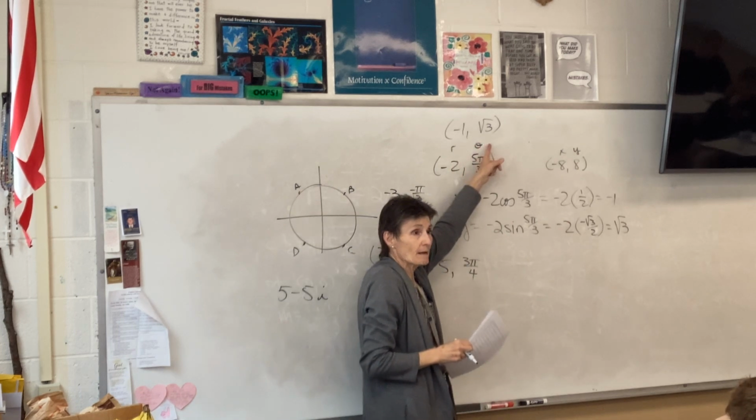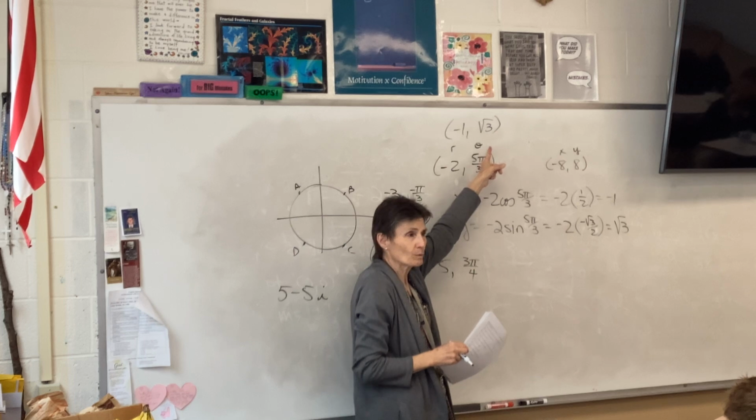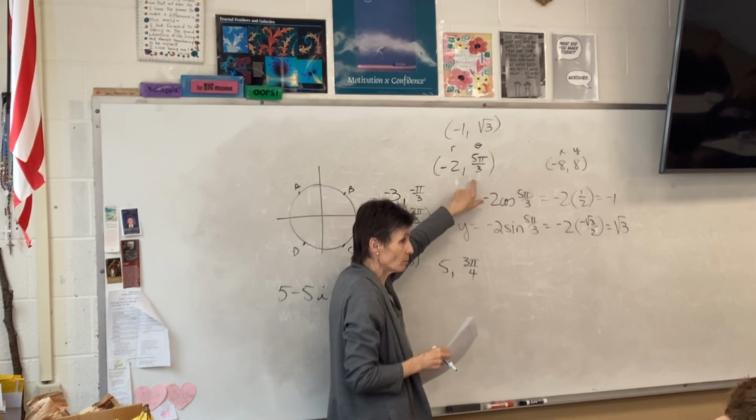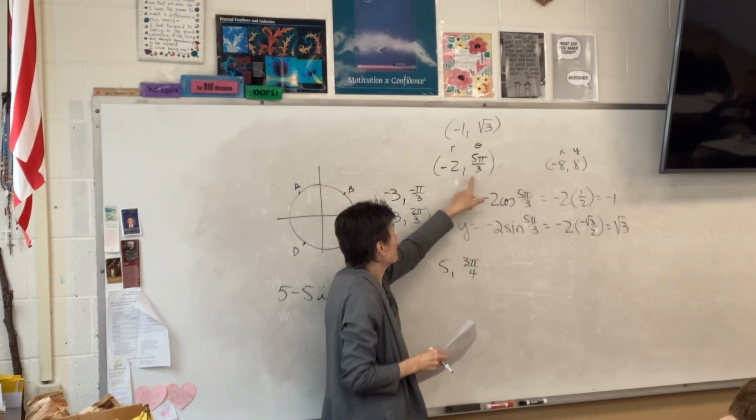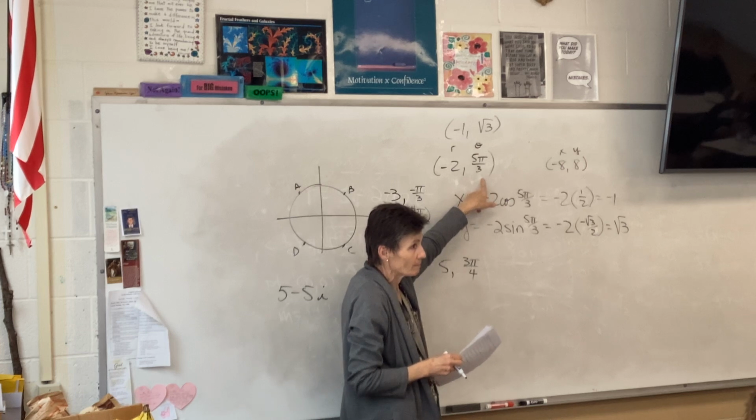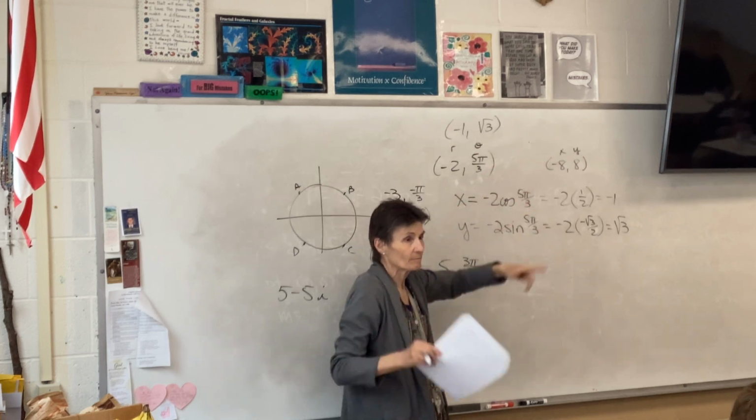Which quadrant is that point in? Negative 1 comma root 3. Quadrant 2. Think about it. Is this point in quadrant 2? Yeah, because when you make that positive, that changes your angle to 2 pi over 3. All the pieces fit together.